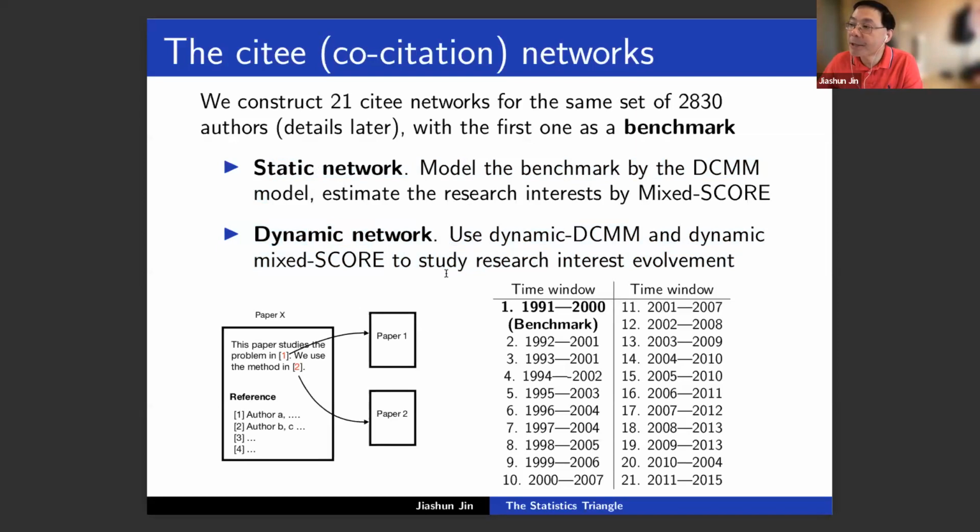In the next slide, I'm going to discuss the first Scite network, the benchmark one, from 1991 to 2000, in more detail. After that, you are going to see a statistic triangle, a research map, and so on and so forth. You may find that our results do not fit well with some of your knowledge about the statistics community. When that happens, let me remind you that the first Scite network is from 1991 to 2000. It's not recent years.